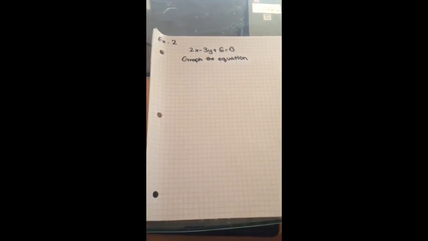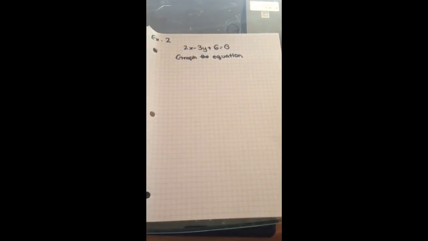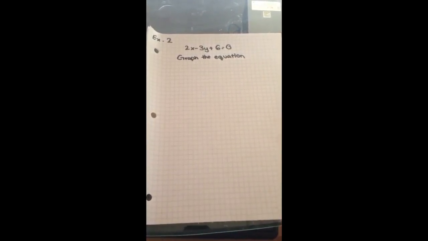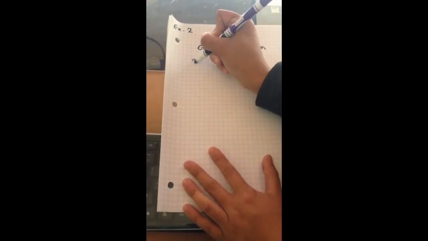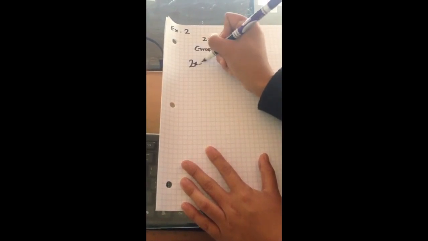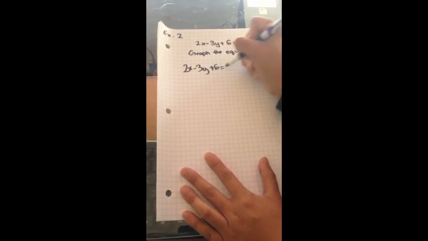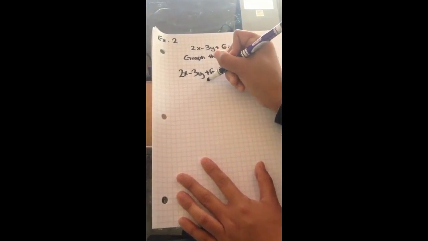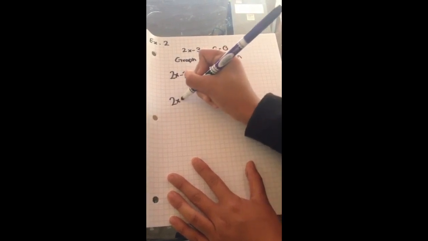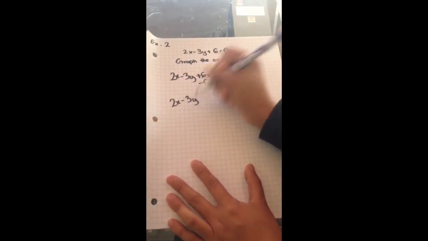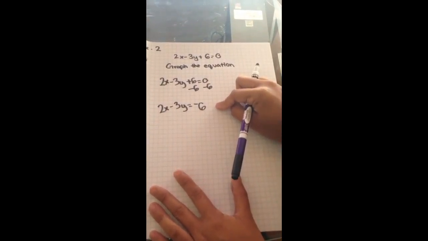Example 2, 2x minus 3y plus 6 equals 0. Graph the equation. So what we have to do first is write the equation in standard form. So it would be 2x minus 3y plus 6 equals 0. And then you subtract 6 from both sides of the equation. So it will be 2x minus 3y equals negative 6. So this is in standard form already.